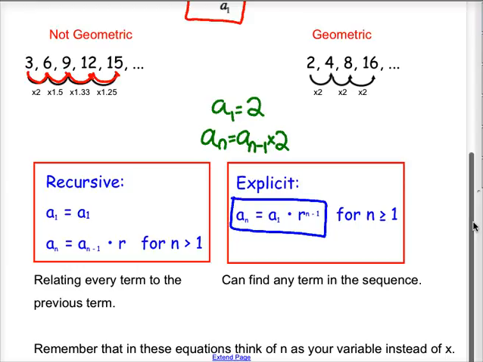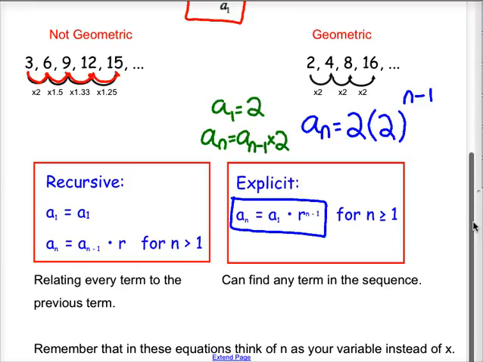So for my explicit formula, I take my first term, which is 2, and I multiply it by the rate, which is also 2, to the n minus 1 power. Now the nice thing about geometric is you don't have to simplify it like you did arithmetic. Once you write the geometric explicit formula, you already have it. So again, nice thing is no simplification.